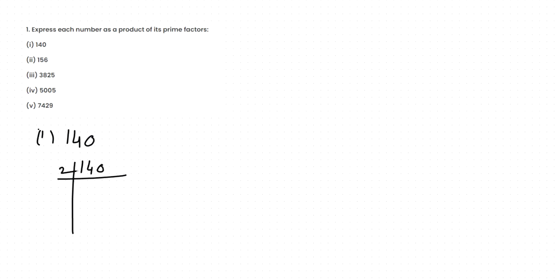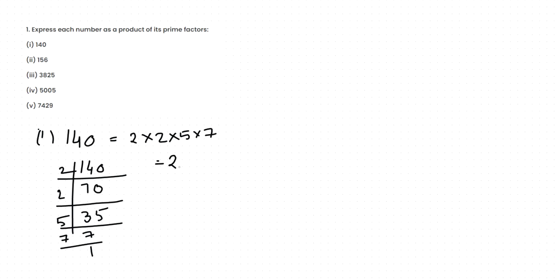So 2 से divide करेंगे we'll get 70. Again we'll divide it by 2, we'll get 35. Then we'll divide by 5, that is 7, and then we'll divide it by 7, so we'll get 1. The prime factorization of 140 is 2 into 2 into 5 into 7, which can also be written as 2 square into 5 into 7.